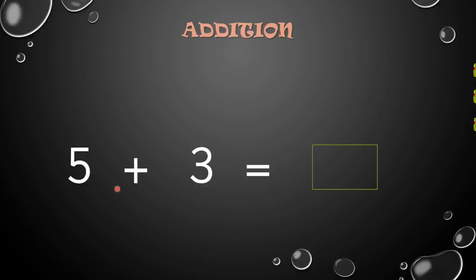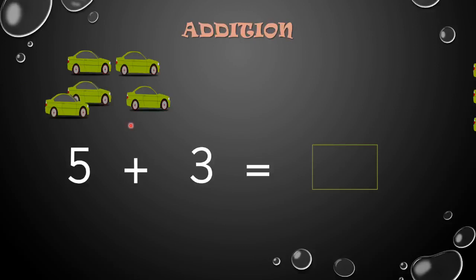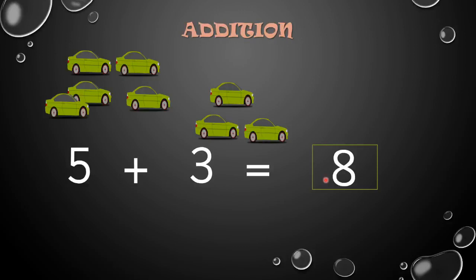Let's begin. Wow, here is a car. So, how many cars should come here? 5. 1, 2, 3, 4, and 5. Wow. So here is a number 5 and you have 5 cars over here. Now how many cars will come here? 3. Let's count. 1, 2, 3. Wow. Now in addition, what are you supposed to do? You're going to count all these cars together. Okay? So let's begin. 1, 2, 3, 4, 5, 6, 7, 8. So what is your answer? 8. Well done.